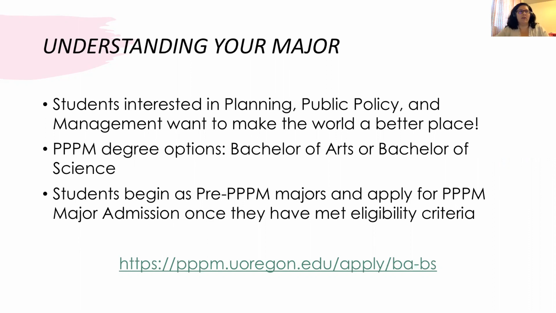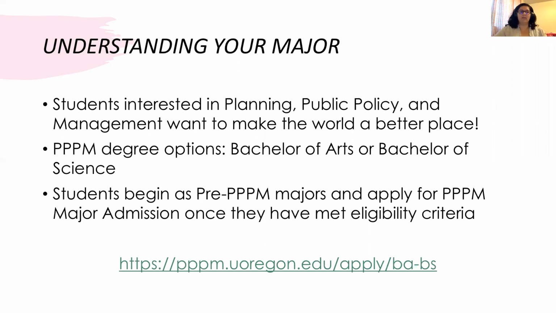The 3PM major is offered in 2 different degrees. You have 2 different degree options. You can pursue a Bachelor of Arts in 3PM or a Bachelor of Science in 3PM. During the orientation advising modules, you should have covered the difference between a Bachelor of Arts and a Bachelor of Science, but just to refresh your memory, a Bachelor of Arts is 2 years of a second language. A Bachelor of Science is 1 year of math and or computer science.